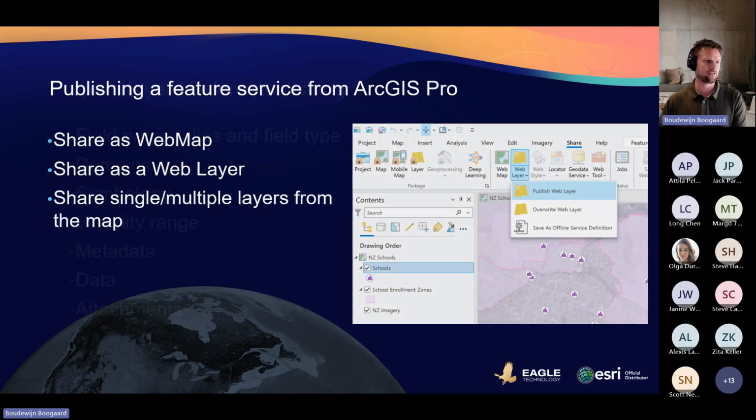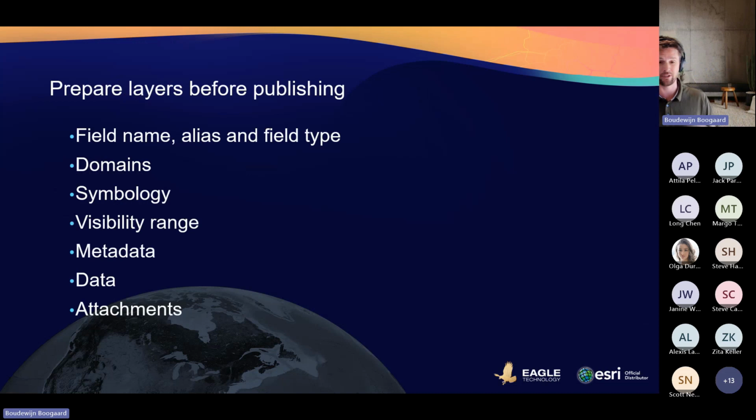But before you publish, quite often what you do is you set up your data schema. So you define field names. It's probably a good place to set up the alias as well and the field types. You can create domains, you can set the symbology, the visibility range, as in when is a layer visible from what zoom level. You can also add metadata to your layers that will then be shared to ArcGIS Online when you're publishing.